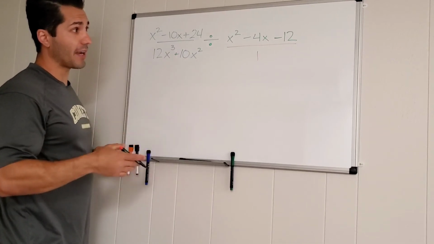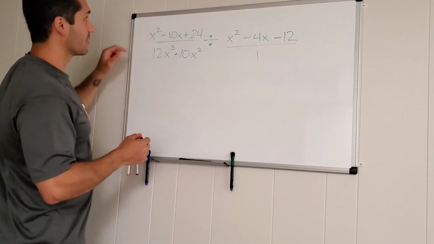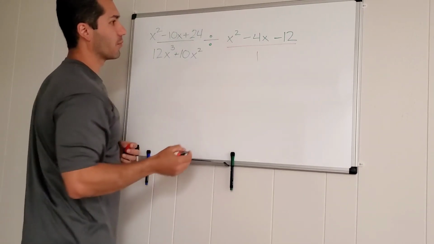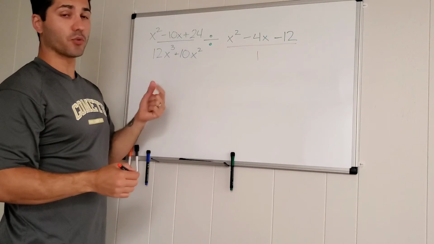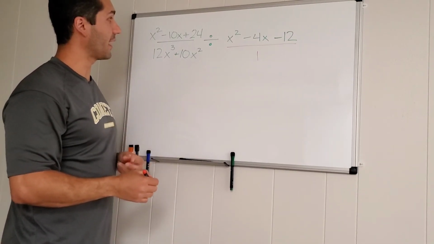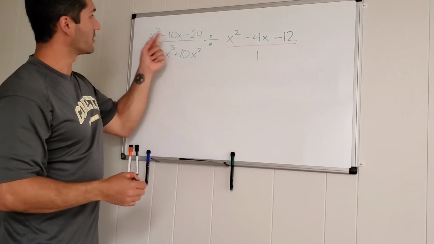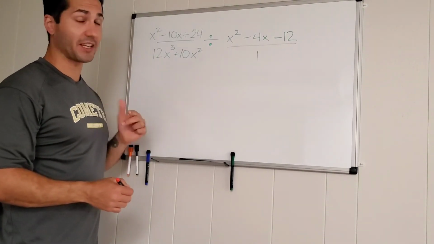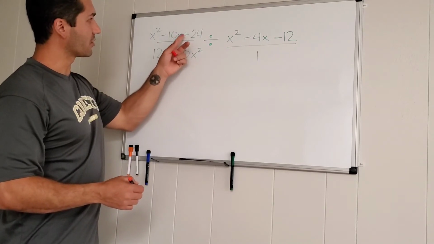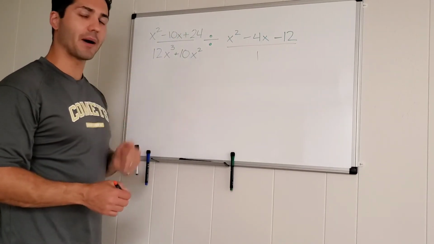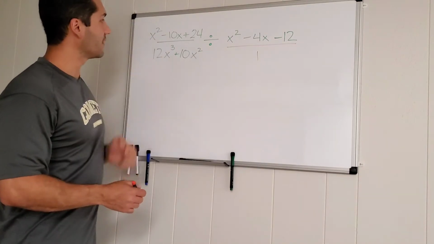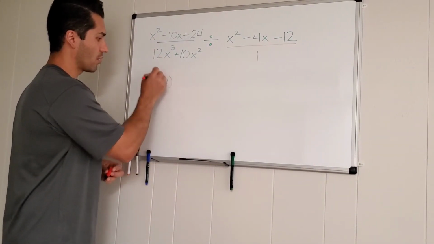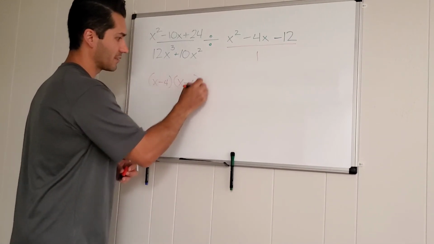So I'm going to try to skip the chase here. 24. Things that give me 24. Let's do it the old-fashioned way. Let's write them all. There's 1, 24, 2, 12, 3, 8, 4, 6. You want something that adds up to negative 10. So you look at 2, 12, and 4, 6. However, you look at your signs. To get a positive, it's positive, positive, or negative, negative. Negative 10 means negative, negative. So that factors to x minus 4, x minus 6.